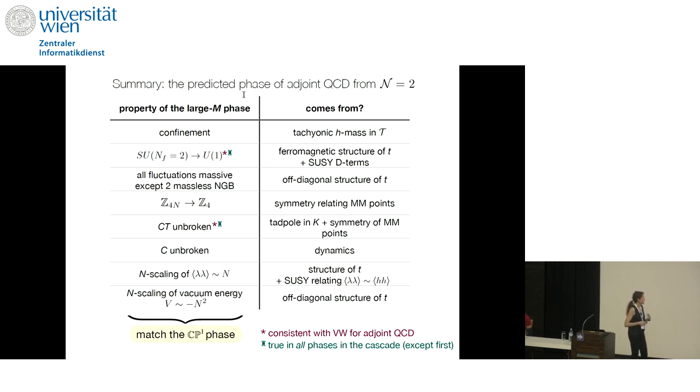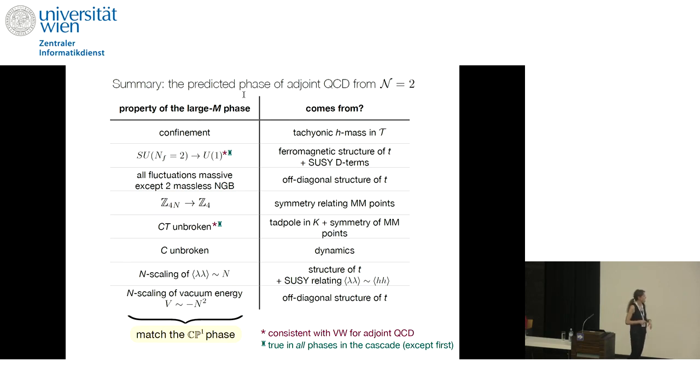And each one of these interesting properties comes from some detail of the N=2 gauge theory. So in particular, you can extract the predicted discrete R symmetry breaking pattern. This is related to the symmetry relating the multi-monopole points. You can extract the predicted Z2 symmetry breaking patterns. So in particular, at the end of the day, both charge conjugation and time reversal are preserved in this large m vacuum. And the breaking pattern we observe is in fact consistent with another constraint from the Vafa-Witten theorem for adjoint QCD. This is a nice output.